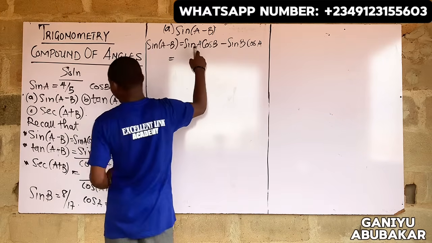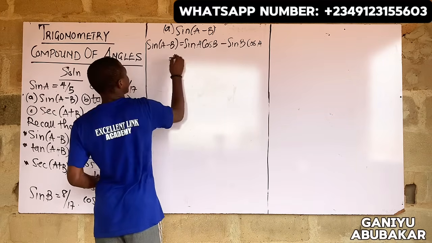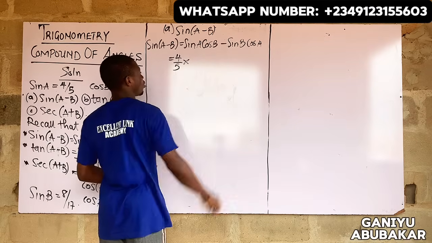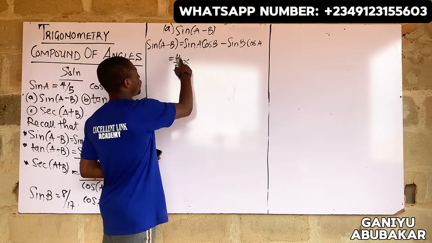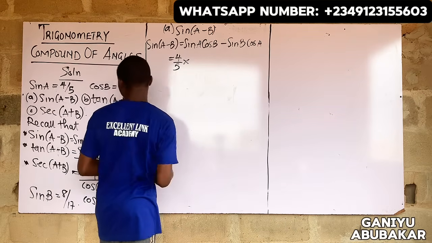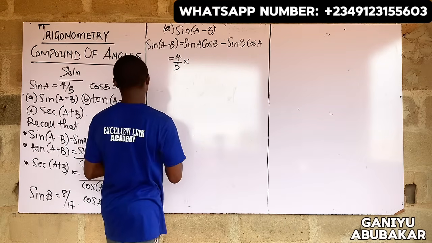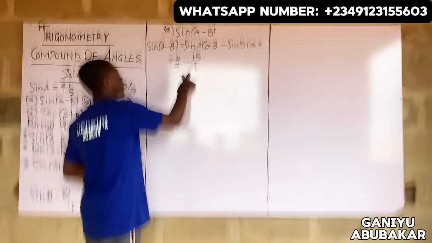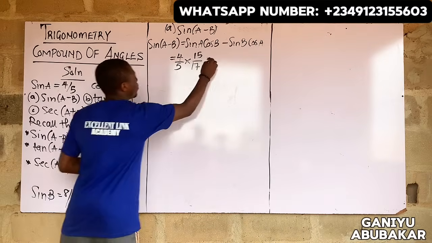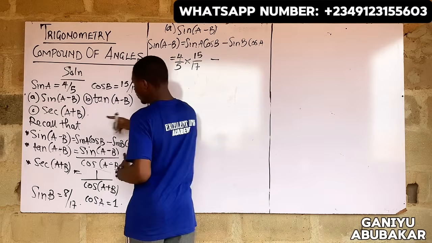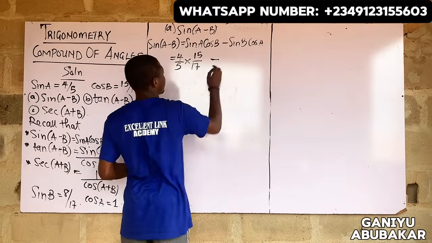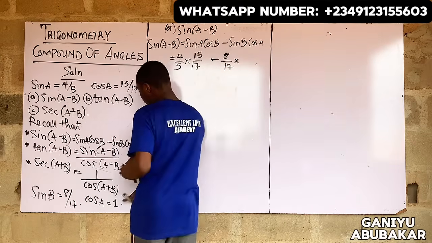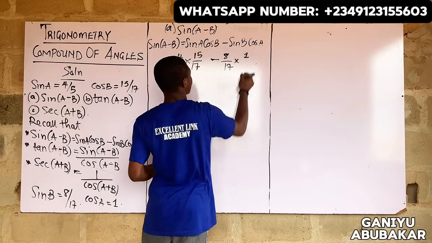My sine A gives what there? 4 over 5, multiplied by cos B. So sine A is 4 over 5 times cos B. What's cos B? 15 over 17. Minus sine B, which is 8 over 17, times what's cos A? That's just 1.